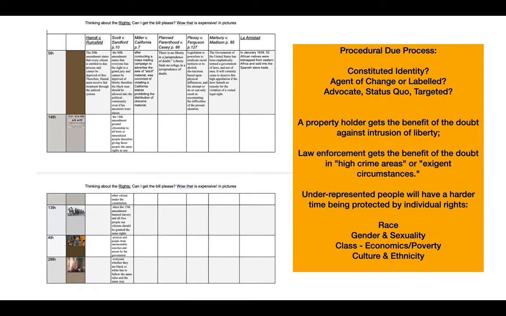Underrepresented people, whether it's people of color, gender and sexuality, poverty, your class or working class, or based on culture and ethnicity, recent immigrants, targeted populations, are not going to have as strong individual rights. And so individual rights might not be the most effective way of trying to organize. Political organizing might be a better idea: trying to get laws passed, trying to resist and protest, things like that.